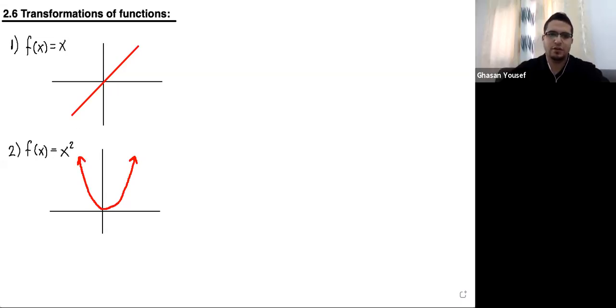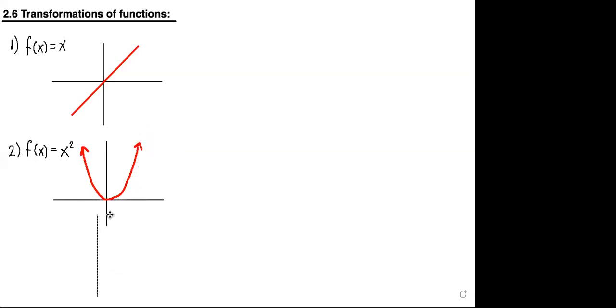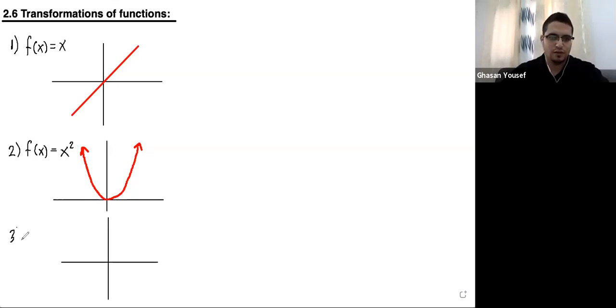The third graph we should know is the cube function. The graph of the cube function is something like this. All these functions we graphed before using plotting points in the previous classes, so we should have an idea about them. This is the third one, number 3, f of x equals x cubed. So the graph of this function looks like this.